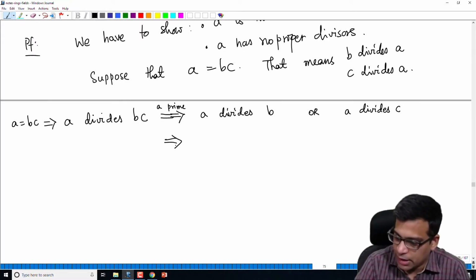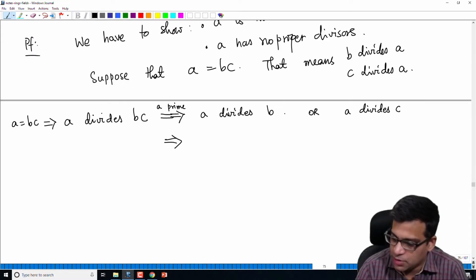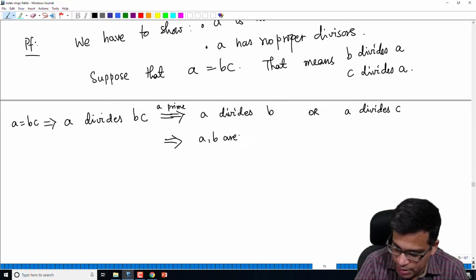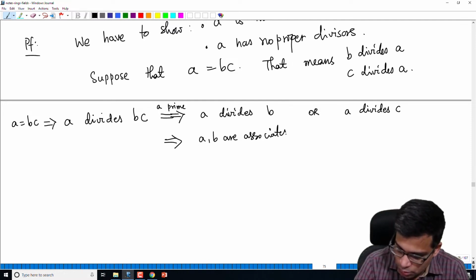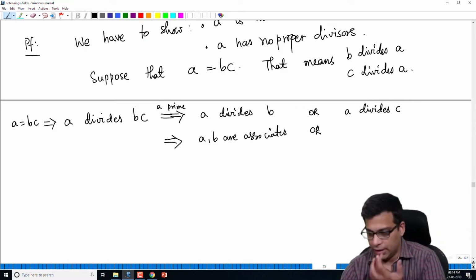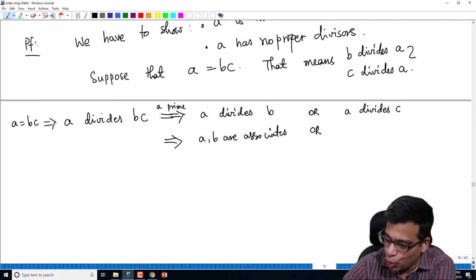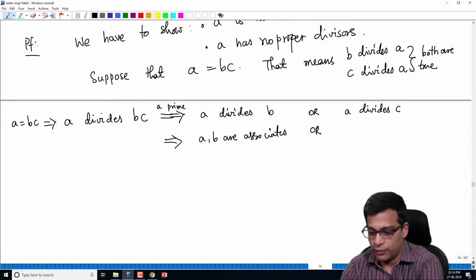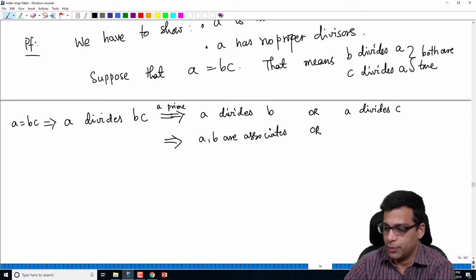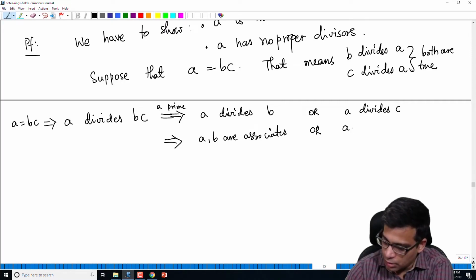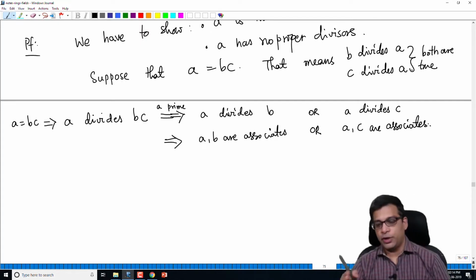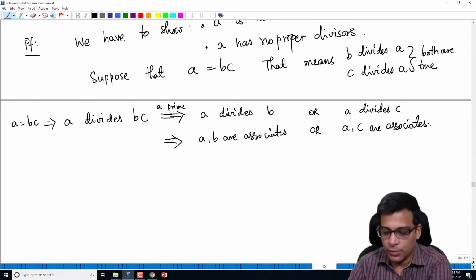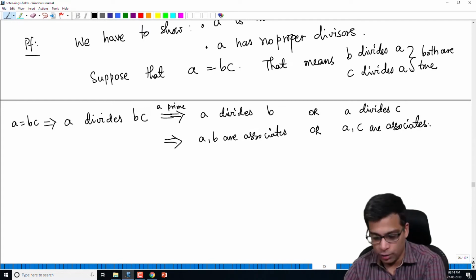But B, remember, divides A or C divides A. So we have A divides B and B divides A. So A and B are associates. Or if A divides C, C also divides A. Remember, these both happen. So no matter whether A divides B or A divides C, we can apply both these statements because B divides A and C divides A, both are true. So A and C are associates. Sorry, A and B are associates or A and C are associates.